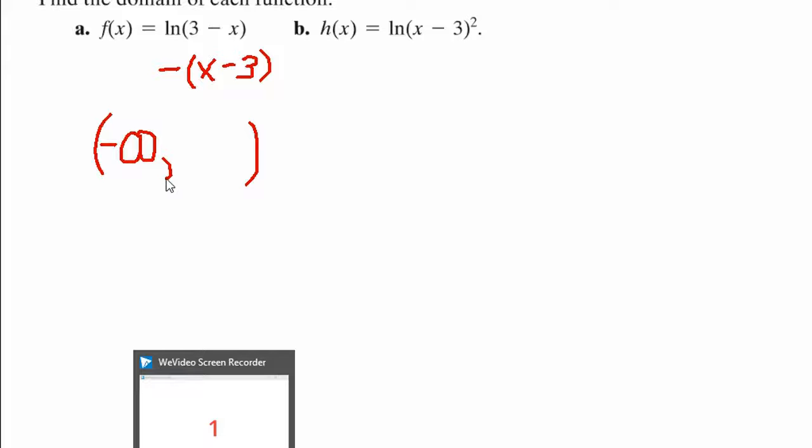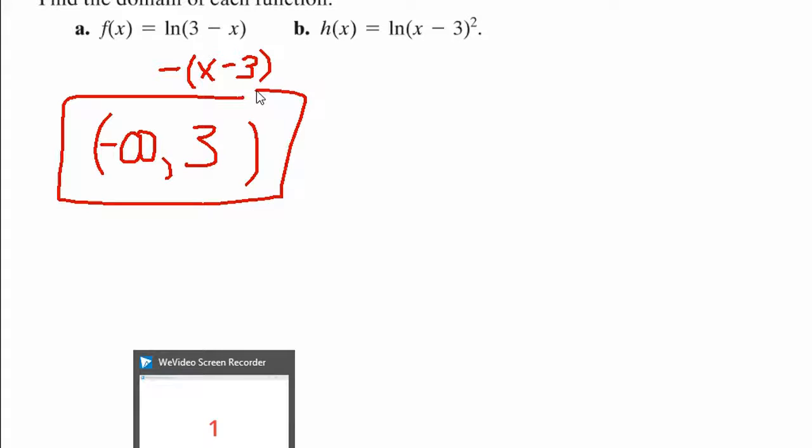All right, now what would make the inside of the parentheses 0? Your domain always ends at whatever value makes the inside of your parentheses 0. And 3 makes the inside of that parentheses 0. So there's my domain.